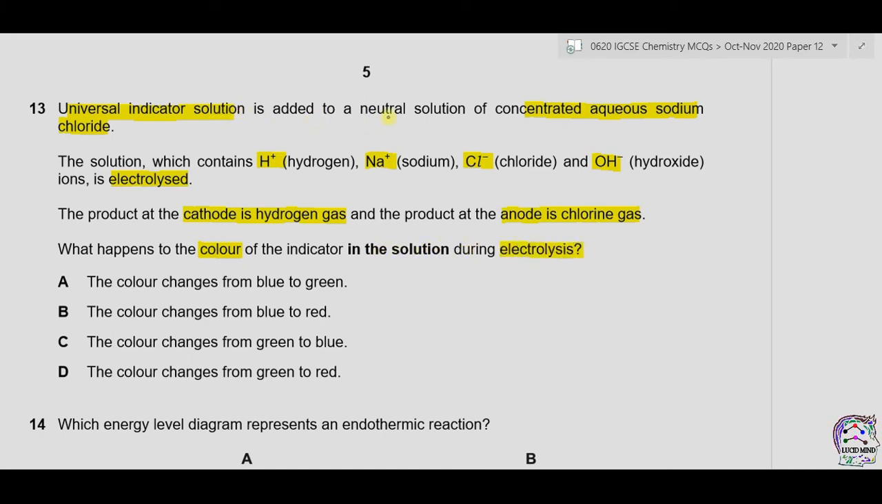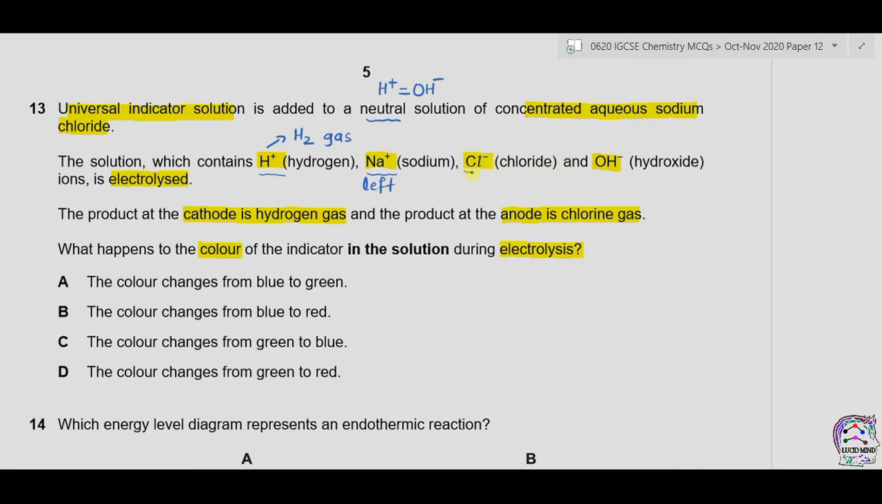In the start we had a neutral solution, so in neutral solution the number of H positive ions is equal to the number of OH negative ions. Now the solution contains H positive and sodium positive ions, and the discharge of H positive is easy as compared to sodium positive according to the discharge series. So therefore H positive will convert into hydrogen gas upon gaining of electron, while sodium is left in the solution.